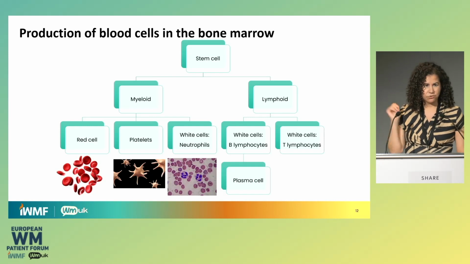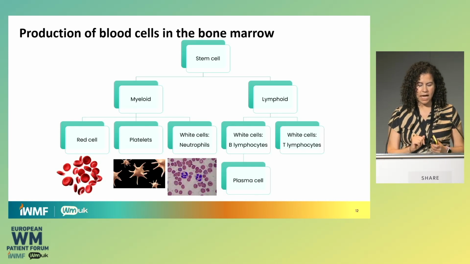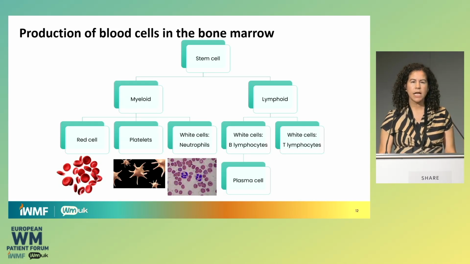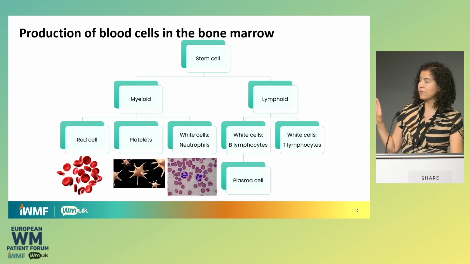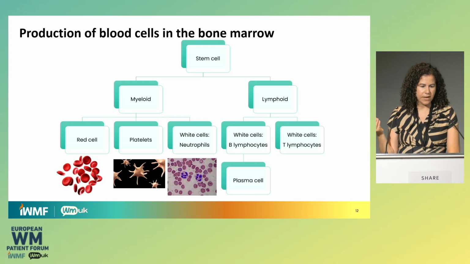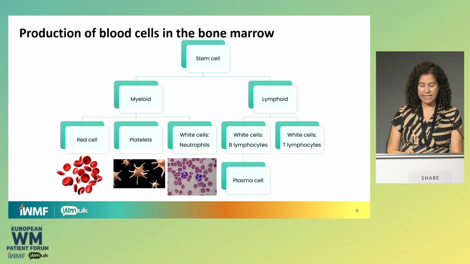Down the lymphoid route, you either get essentially B lymphocytes or T lymphocytes, and these are part of your immune cells as well that help fight infection. And some of your B lymphocytes can become plasma cells. So you will all be aware that there are lots and lots of different blood cancers, but essentially we classify them based on this tree, and any one of these cells can become cancerous. And so WM is basically a cancer of the B lymphocytes that are maturing to plasma cells.